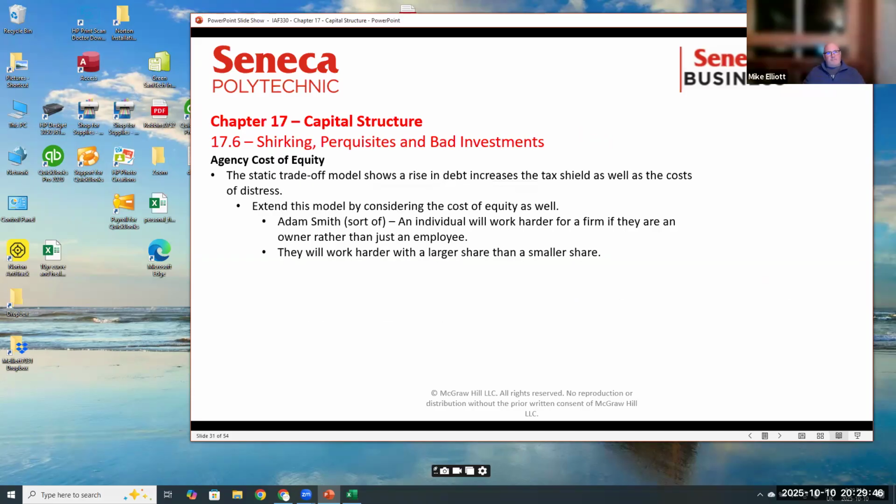Now, what about agency costs? Remember I talked about agency costs. When we have disputes between bondholders and stockholders, the costs that are derived from those disputes are agency costs. A couple of centuries ago, there was an economist called Adam Smith. He's a free market economist. The synthesis of what he says is an individual works harder for a firm if they're an owner rather than just an employee. The corollary of that is the larger your ownership share, the harder you work.